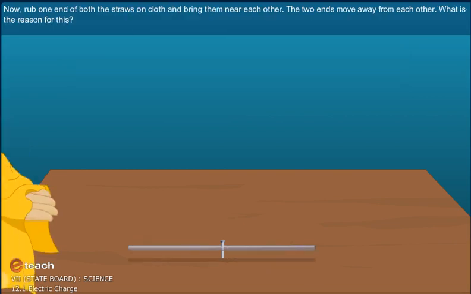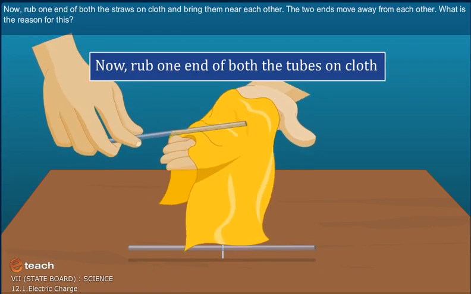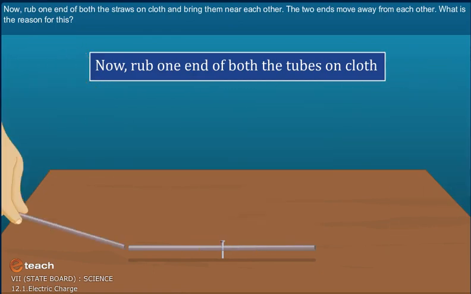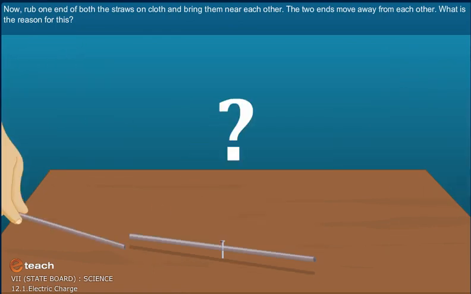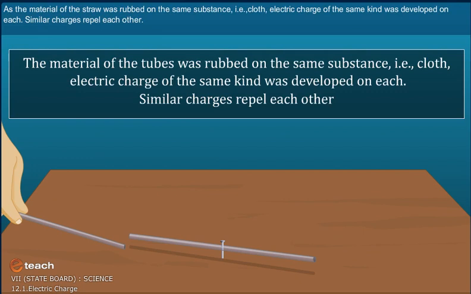Now, rub one end of both the straws on cloth and bring them near each other. The two ends move away from each other. What is the reason for this? The straws were rubbed on the same substance, that is cloth. Electric charge of the same kind was developed on each. Similar charges repel each other.